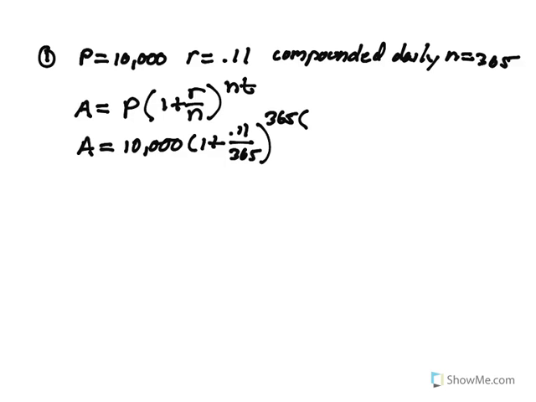Time is given as 1 year. I forgot to give you that information. So it's going to be 365 times 1. The principal is given, the rate is given, the number of times it's compounded is given, and the time is given. All that information will be given. You just have to figure out what n is based on the amount of time it's being compounded.